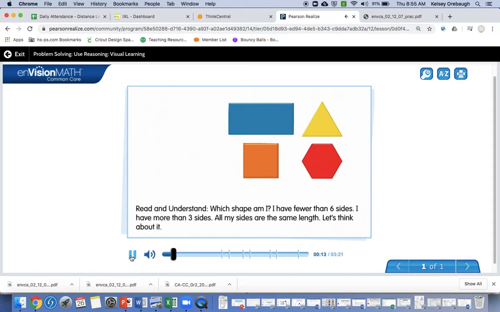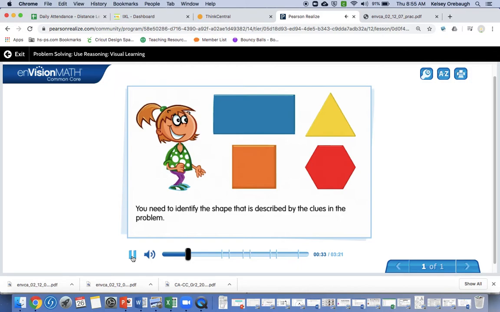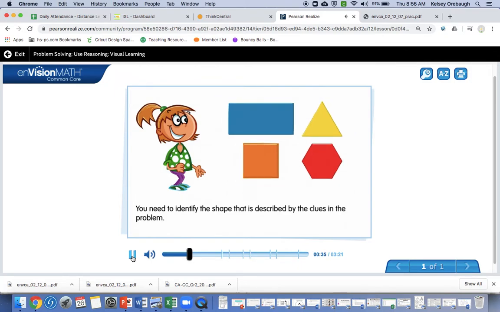Read and understand. Which shape am I? I have fewer than 6 sides. I have more than 3 sides. All my sides are the same length. Let's think about it. What do you need to find out? You need to identify the shape that is described by the clues in the problem.